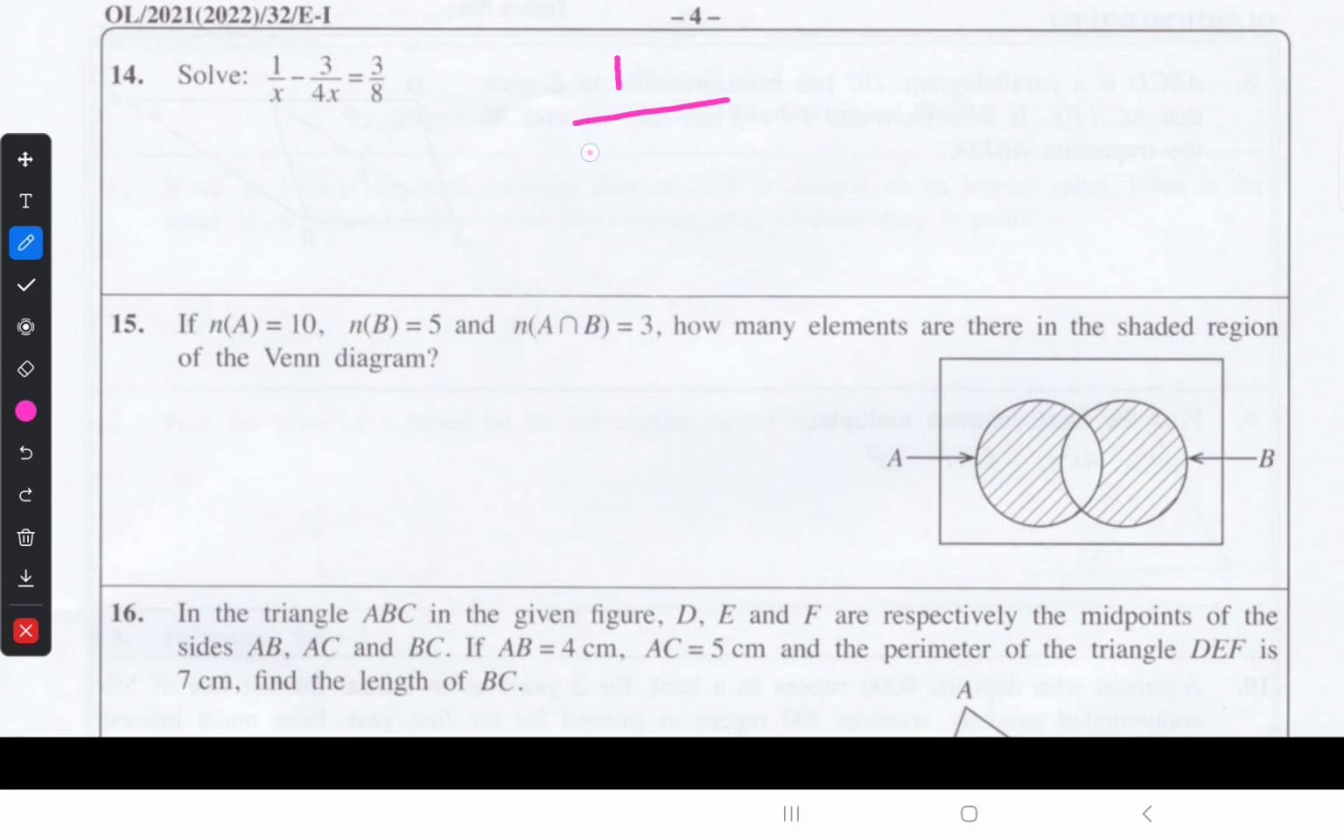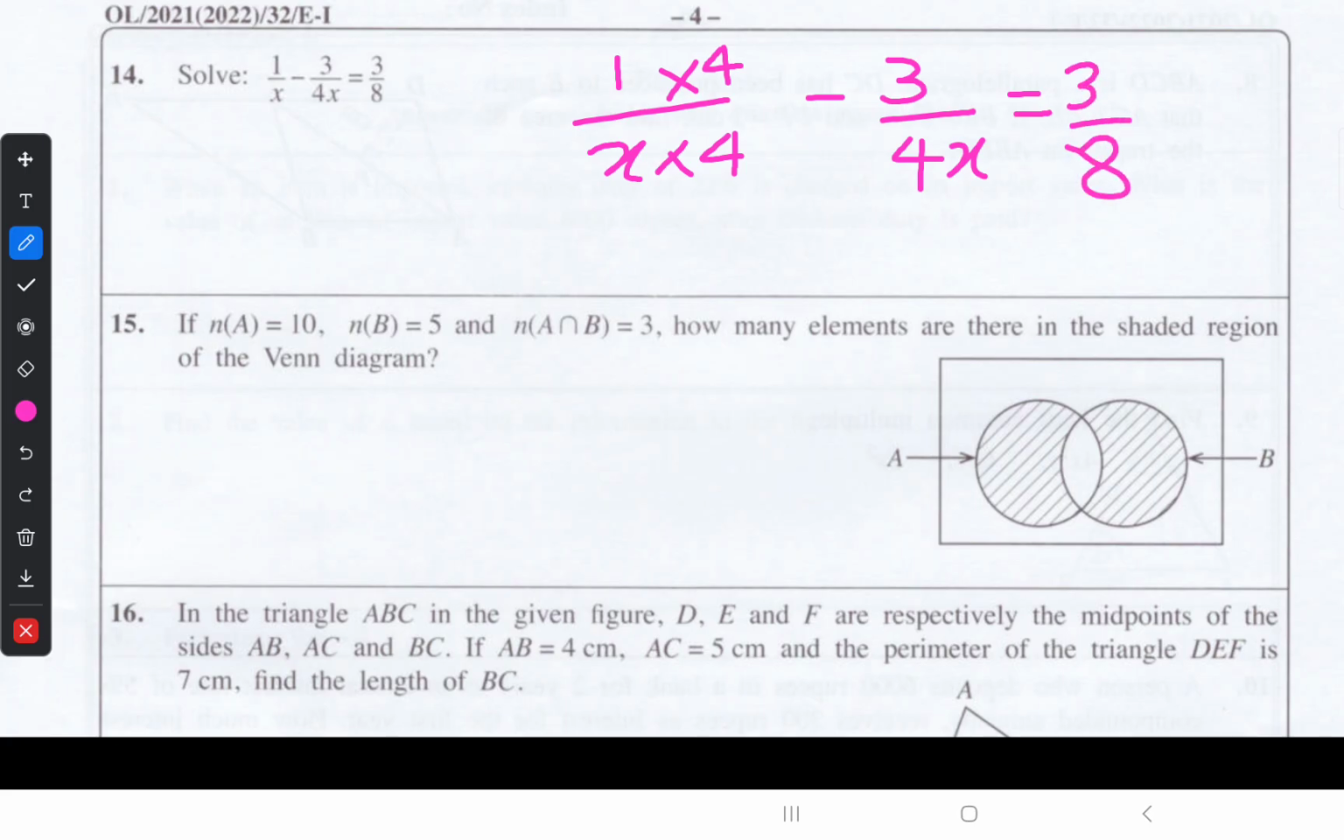For that, I'll multiply the first denominator by 4. I have to get the equivalent fraction for this fraction, because for the second fraction the denominator is 4x now. So I have to convert my first denominator also to 4x. For that, I'll multiply that fraction by 4 to get the equivalent fraction. So 4 upon 4x minus 3 upon 4x equals 3 upon 8.